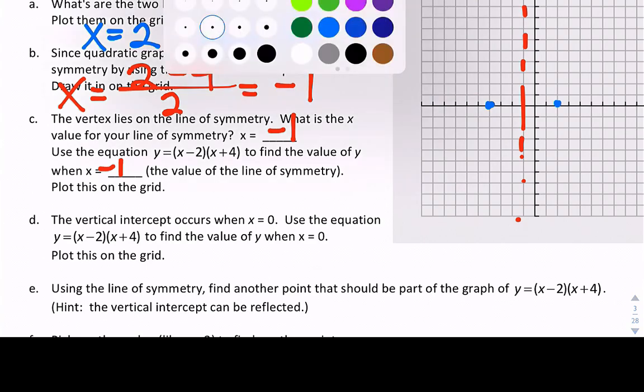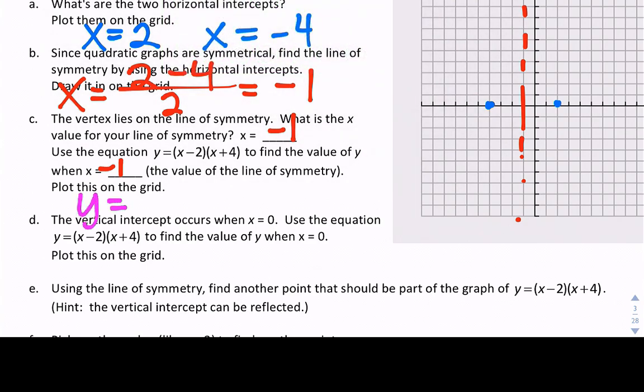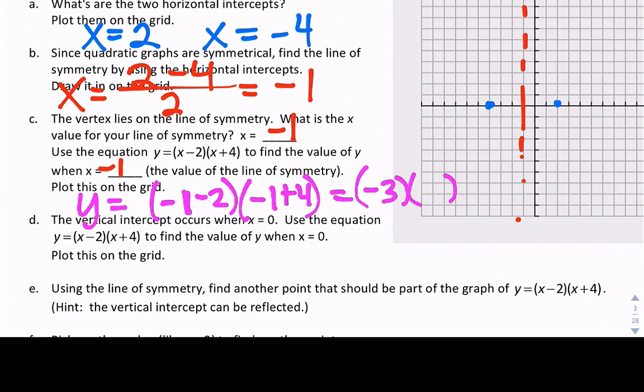So here's what it looks like. We have y equals, and every time I see an x, I'm going to plug in a negative 1. So we got negative 1 minus 2 and negative 1 plus 4. Negative 1 minus 2 is negative 3, and negative 1 plus 4 is 3. And so we have negative 3 times 3 is negative 9. So at negative 1, negative 9, we have the vertex.